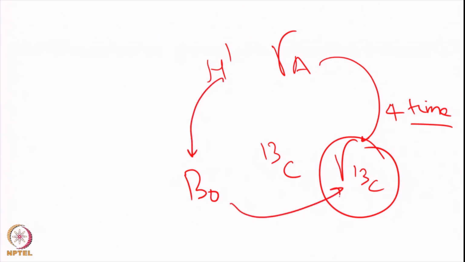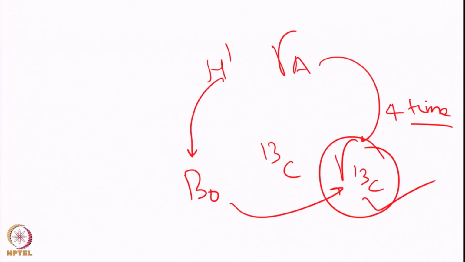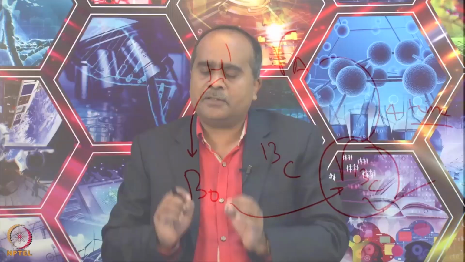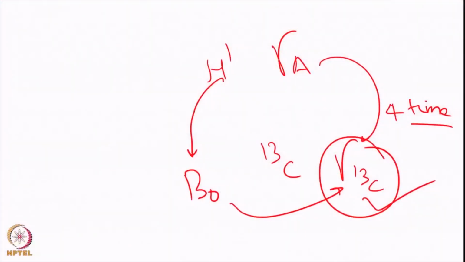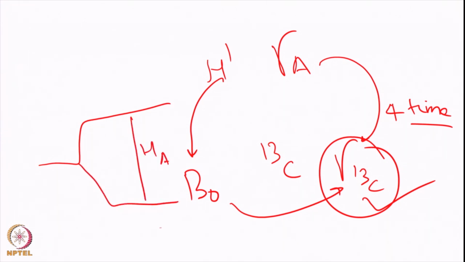So, we learned the trick of INEPT and refocused INEPT. To start with polarization transfer, then INEPT and refocused INEPT, we enhance the signal of 13C. But still we were not getting rid of the B0 effect. Now, suppose we do some experiment like this. If the energy level of proton is like this, this is for proton, and the energy level for carbon is like this.